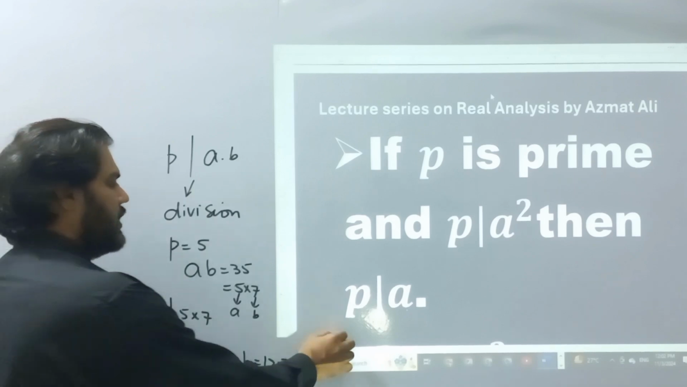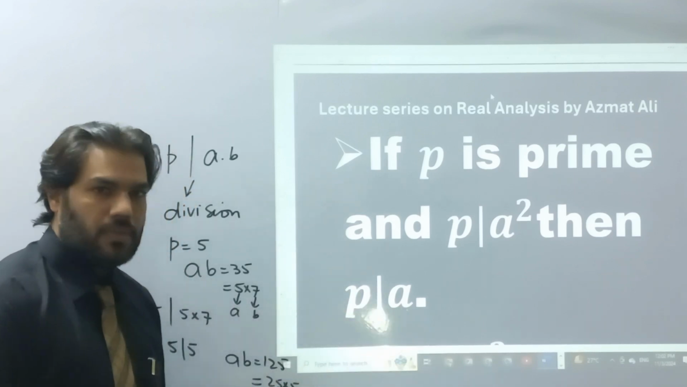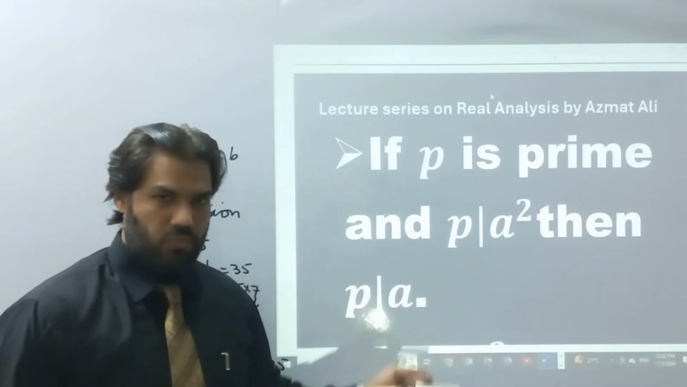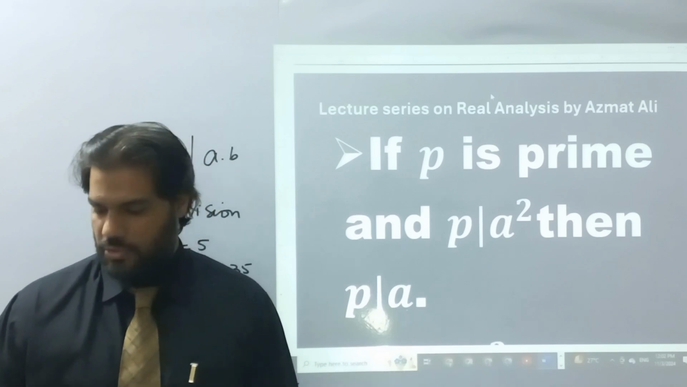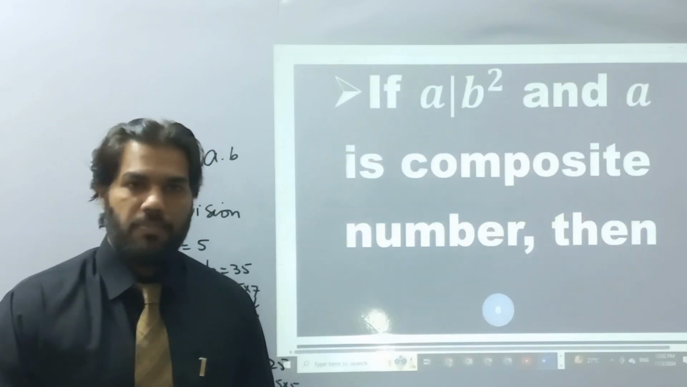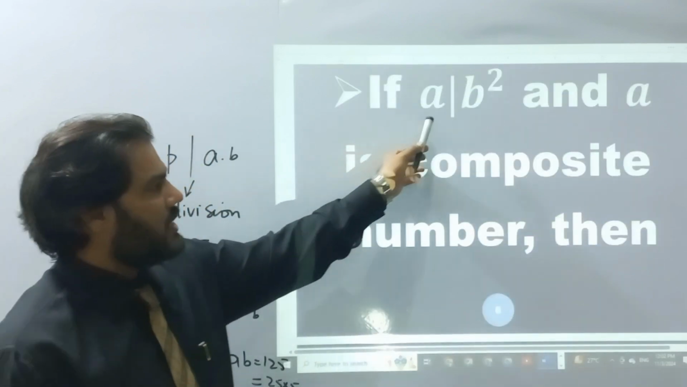The second result: if P is prime and divides the square of a positive integer, A square, then it must be that P divides the number without square. If P divides A square, then P divides A also. The third result: if A divides B square.